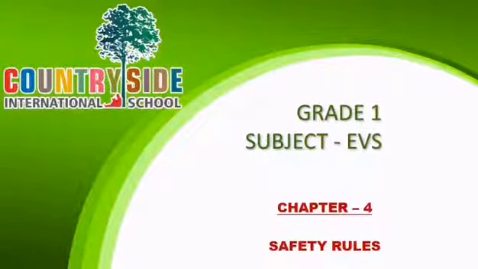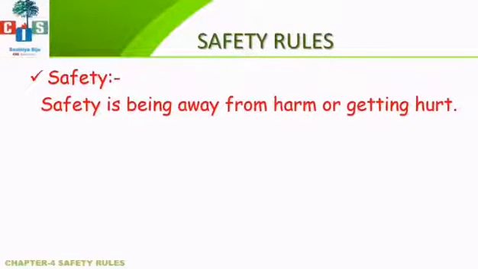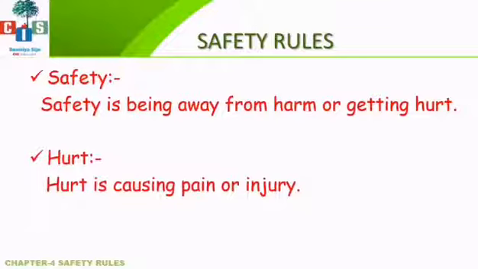So today we will start with chapter number 4, that is about safety rules. What is safety? Do you know the meaning of safety? Yes, safety is being away from harm or getting hurt. We should be safe in doing anything, whatever we do, right? Then hurt. What does it mean? Hurt is causing pain or injury. We should be away from those things which may hurt us, right?